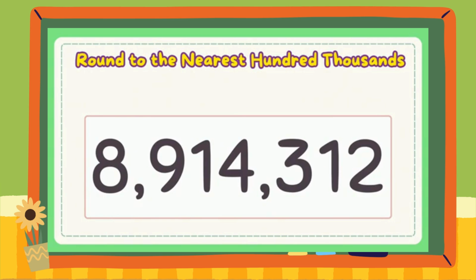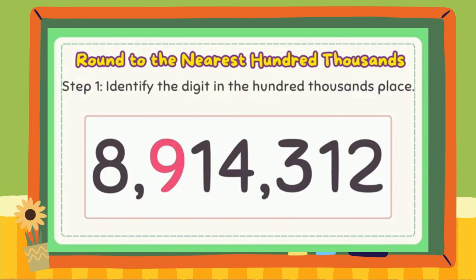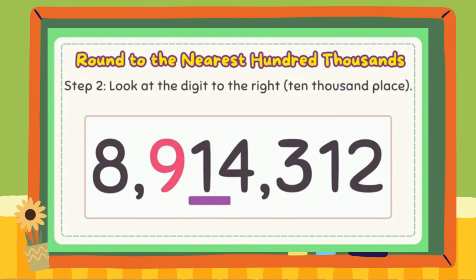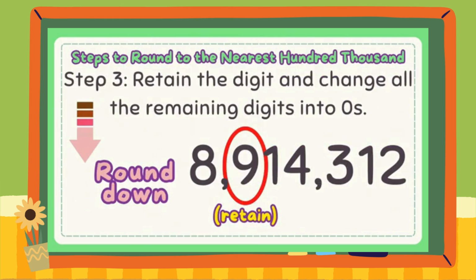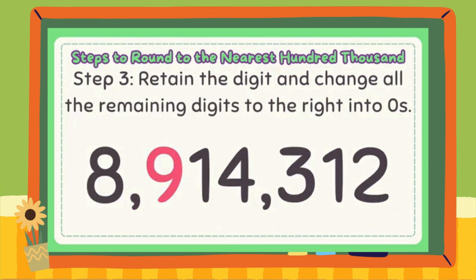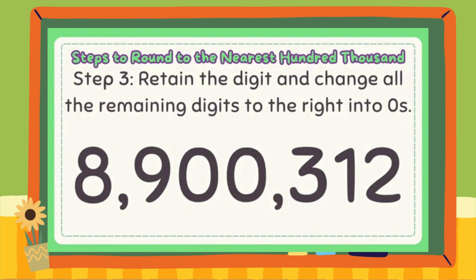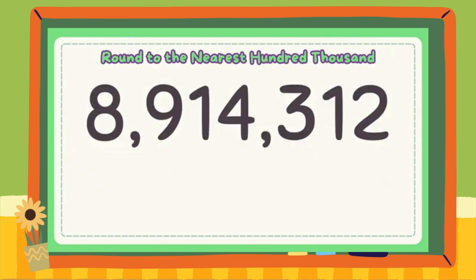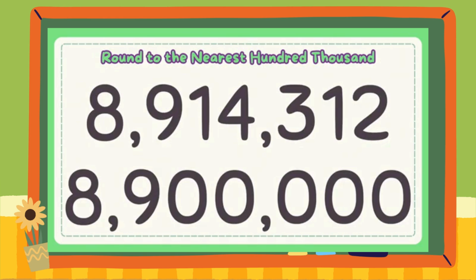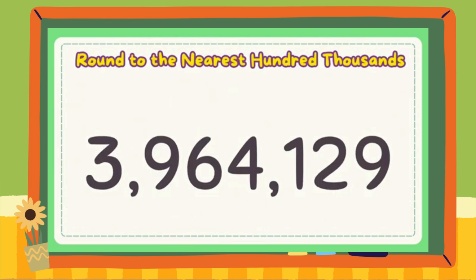Another one. 8,914,312. Since 9 is in the 100,000 place, the right digit is 1. And 1, round down, or we will retain 9. Retain the digit 9 and change all the remaining digits to the right into zeros. So, this number became 8,900,000.